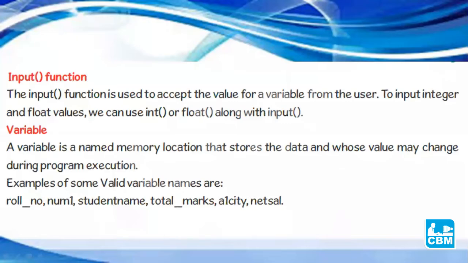Let's see what is an input function in Python. The input function is used to accept a certain value for the variable from the user. The input can be an integer or float, and it can be changed by writing int or float along with the input function. A variable is a named memory location. A variable is used to store the data whose value can change during the program execution by the user. Few examples of the variables are roll number, total, student name. Anything can be used to name the variable.